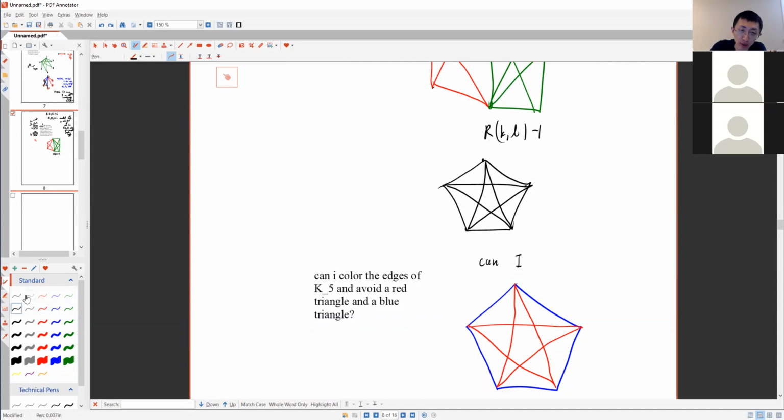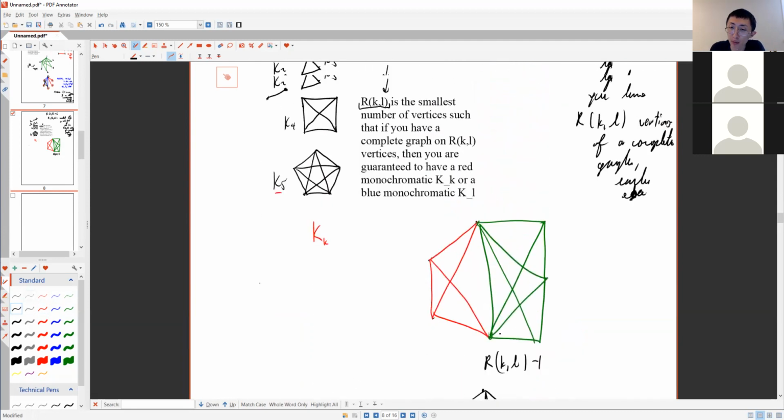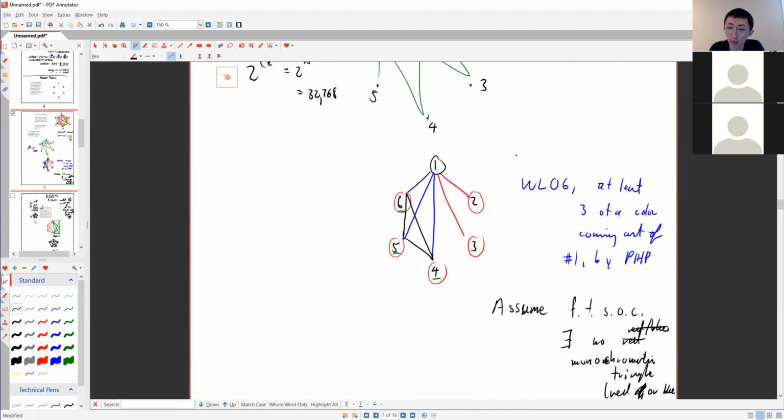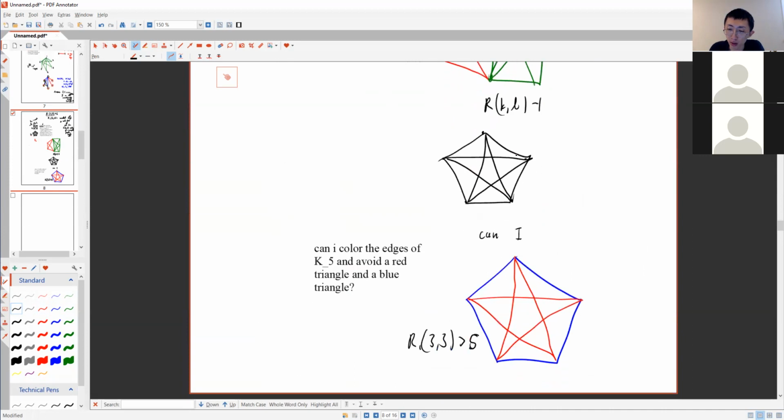So that means R33 is at least 5, right? It's bigger than 5 because with 5, you can avoid having a red triangle and avoid having any blue triangles. And we just proved that R33 is at most 6, right? Because with 6, you're guaranteed to have a red or blue triangle by the pigeonhole principle argument we gave. So that means R33 is 6.